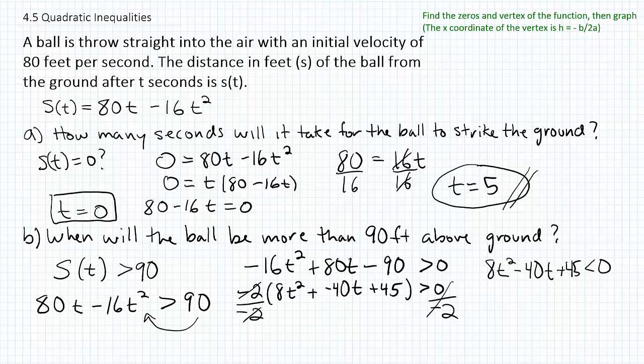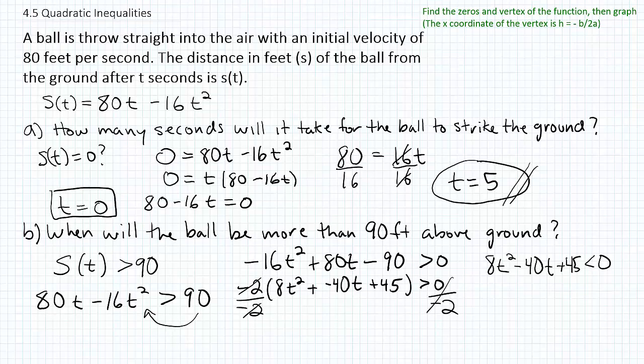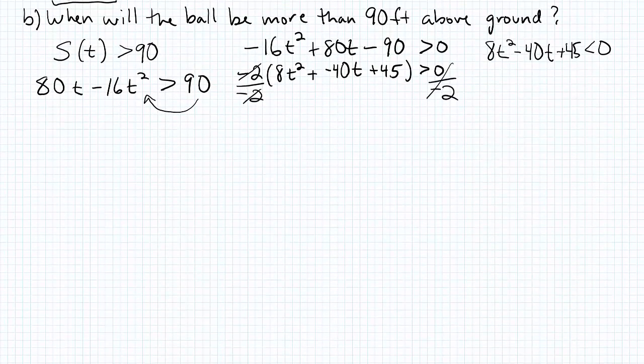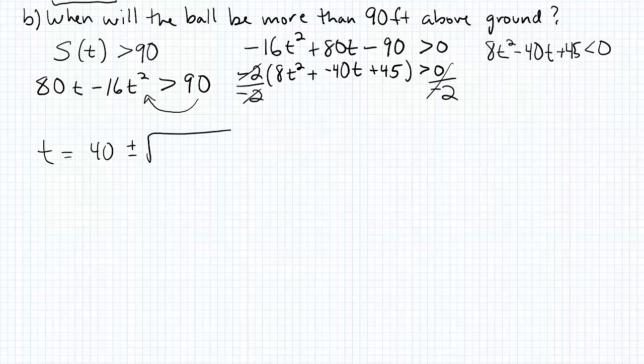Let's go ahead and jump right to the quadratic formula just to be safe, because if it isn't factorable, we don't want to spend a lot of time on that. All right, so let's do the quadratic formula then to find the zeros. So t will be equal to negative b, which will be 40 in this case, plus or minus the square root of b squared, that's squaring 40.